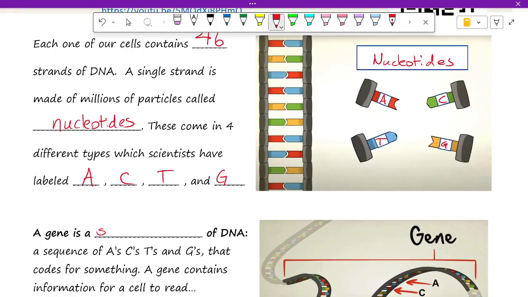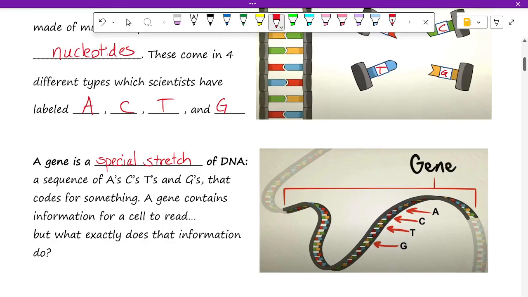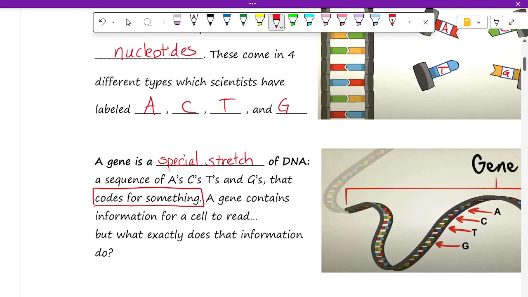A gene is a special stretch of DNA, a sequence of A's, C's, T's, and G's that codes for something. What does it code for? A gene codes for a protein.